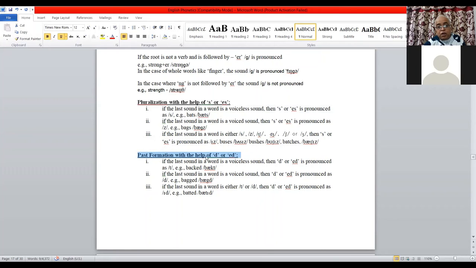Past formation with the help of D or ED. If the last sound in the word is voiceless sound, then D or ED is pronounced as T. Backed. Back. This is K sound here. ED is added. Backed. If the last sound of the word is a voiced sound, then D or ED is pronounced as a D. Bagged. Bag. Last sound G is a voiced sound. We add ED. Bagged. If the last sound in a word is either T or D, then D or ED is pronounced as id. Batted.